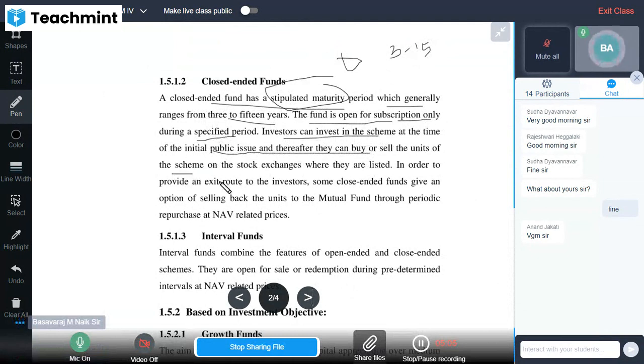Buy and sell the units of the scheme on the stock exchange where they are listed. In order to provide an exit route to the investors, some closed funds give an option of selling back the units to the mutual fund through periodic repurchase at NAV related prices.